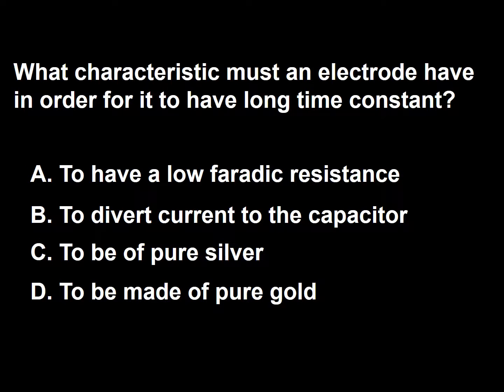Next question: what characteristic must an electrode have in order for it to have a long time constant? A, to have a low Faradic resistance. B, to divert current to the capacitor. C, to be of pure silver. D, to be made of pure gold.